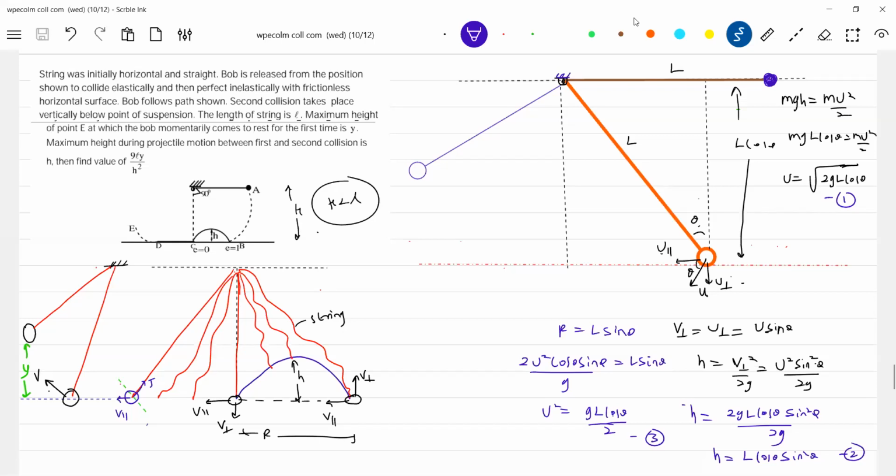That is GL by 2 cos theta. Cos theta is in the denominator. U square equals GL by 2 cos theta. Yeah, fine. Okay, equating 1 and 2 will give 60 degrees. From theta equal to 60 degrees, we'll get the H. We know L, so the relationship of theta, H and L we also got. Then here R equals L sin theta. After getting theta, we'll get R in terms of L.